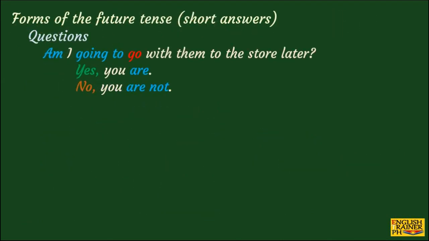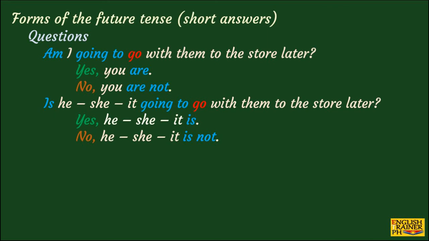And because we started with a form of be, we're also going to answer with a form of be. So am I going to go with them to the store later? Yes, you are. No, you are not. Is he, she, or it going to go with them to the store later? Yes, he is. No, he isn't.